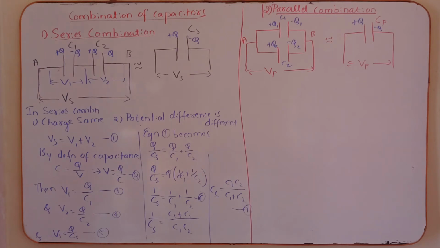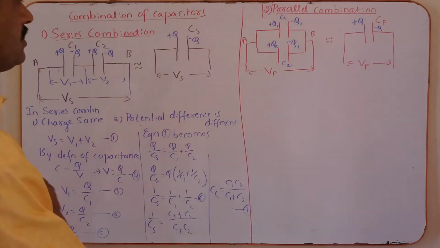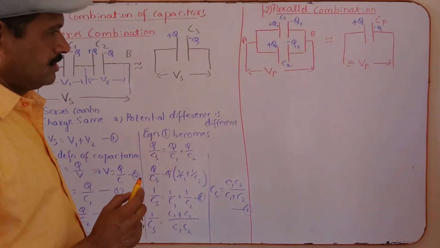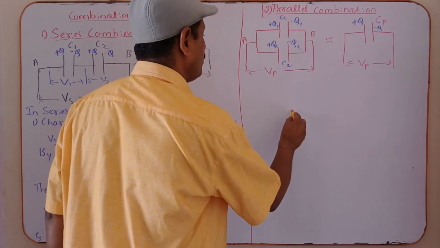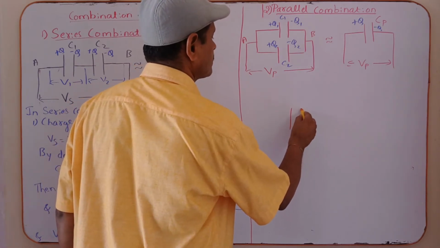In this video clip, I want to discuss combination of capacitors. Now, already you know from the previous video clip what a capacitor is. There are different types of capacitors, but here you have to take the parallel plate capacitor, or any type of capacitor. Here, what is the circuit symbol of the capacitor? The circuit symbol of a capacitor is like this.